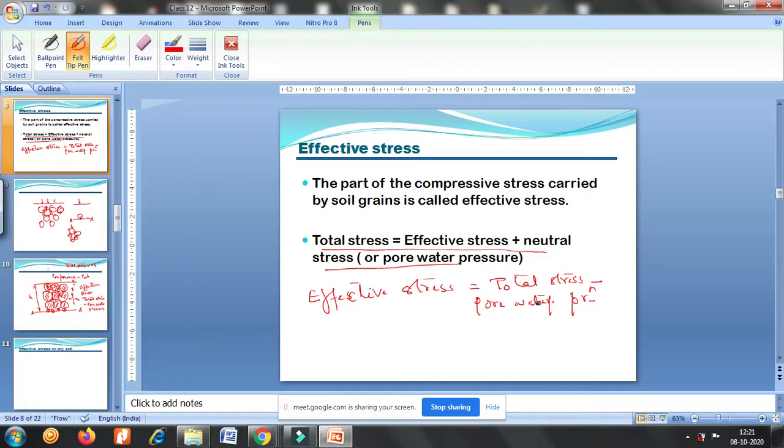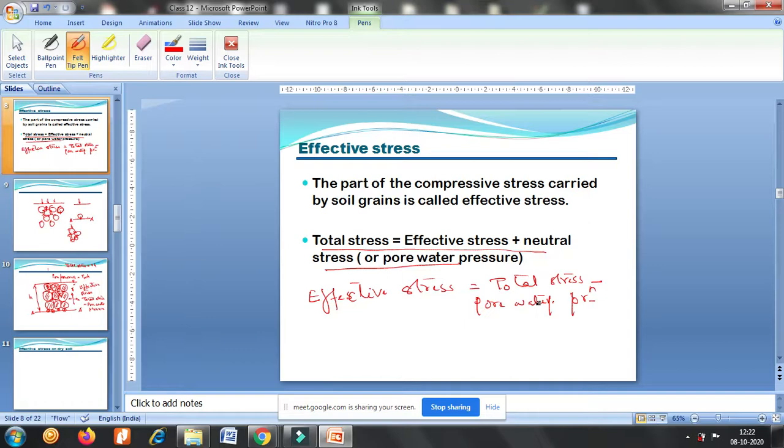So what we have to find out? First we have to find out the total weight of the soil mass. Soil mass comprises of the soil grain and the water. So we have to find out the total stress, and then from that we have to find out the hydrostatic stress. Hydrostatic stress is the pore water pressure, whatever the water present within the void, that will give some stress that opposes, and that one is the pore water pressure.